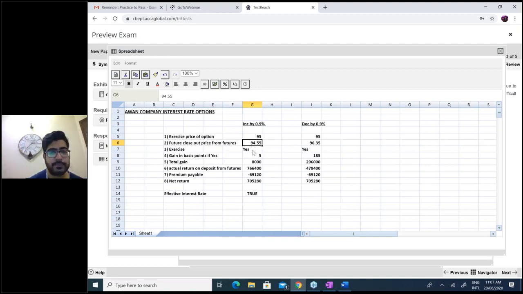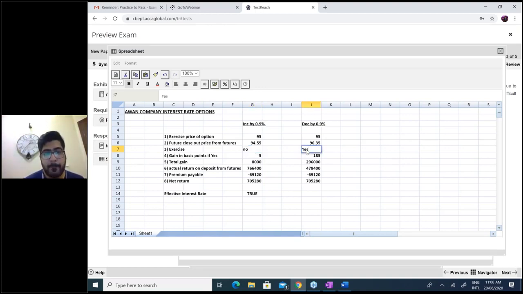Exercise, yes, no. So the strategy is buy now, sell later. Buy now 95 and sell later 94.55. Buy for higher 95 and sell for lower 94.55. Is it a gain? So no.